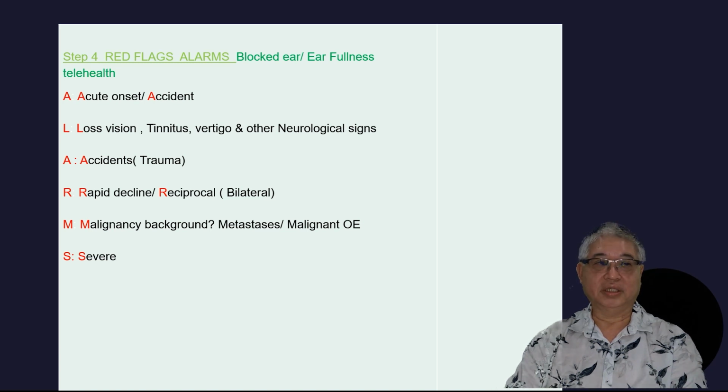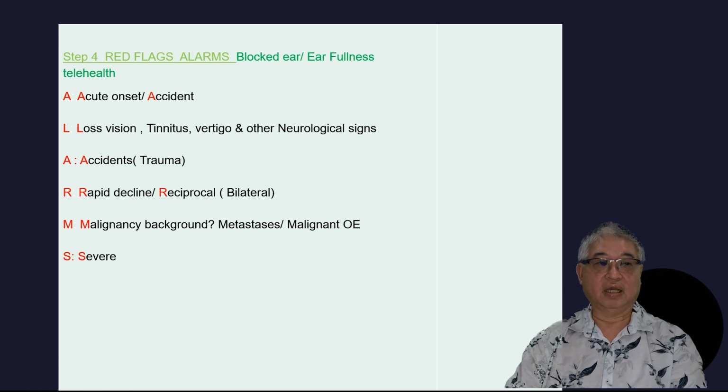Rapid is different from acute, because rapid means you wake up in the morning with mild hearing loss, but by the end of the day it's severe, so the velocity of the hearing loss is rapid. Reciprocal means bilateral, so bilateral hearing loss is a red flag. M is for malignancy, so there's a background of malignancy, with the possibility of metastasis to the brain. Malignant otitis externa is another red flag as well.